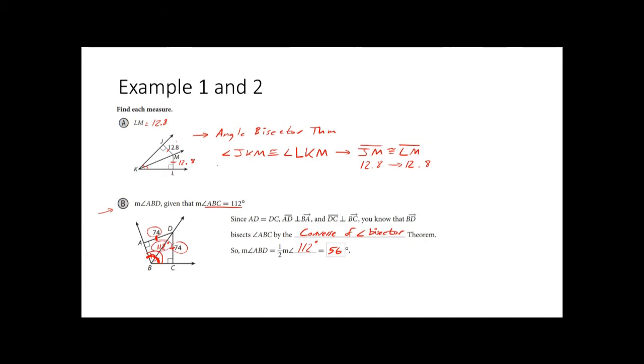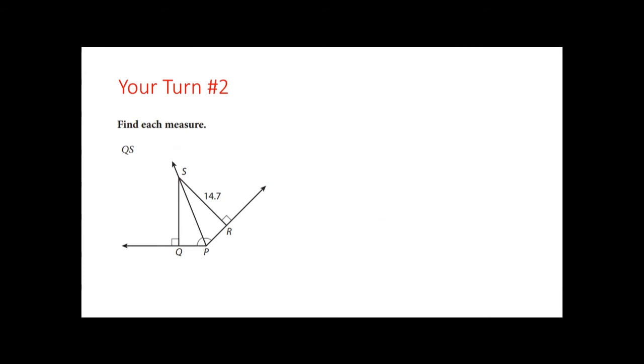All right, so your turn number 2, find the measure of QS. Again, QS is right here. And look at the angles and see if this is the angle bisector theorem or the converse. So I'll tell you what, also give me the reason. So is it going to be the converse, or the actual theorem itself?